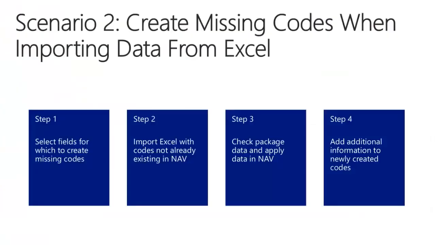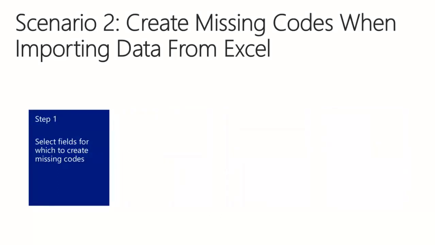In the second scenario, I will use the function to create missing codes when importing data from Excel. I will do this by first of all selecting fields for which to create missing codes. Then I will import from Excel with codes not already existing in NAV. I will check the package data and apply data in NAV. And finally, I will add additional information to the newly created codes. In the first step, I will select the fields for which to create missing codes.